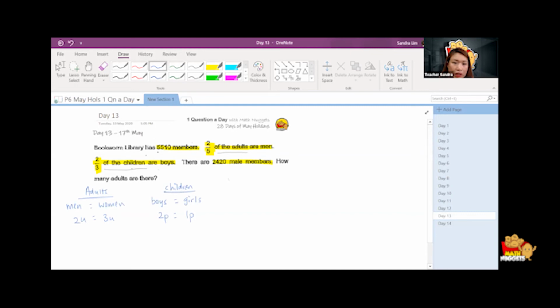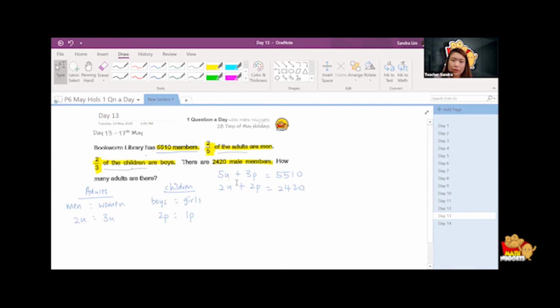Okay, total 5,510 members. We have a total of 5 units, right? Okay, let me write here. 5 units for the adults, plus a total of 3 parts for the children, and they make up the total members 5510. Next, they talk about the male, 2,420. Male, we have 2 units of men. We have 2 parts of boys, and they make up 2420. Okay?